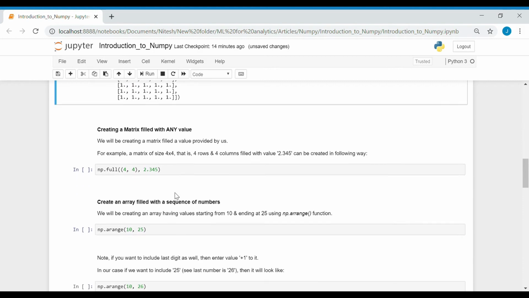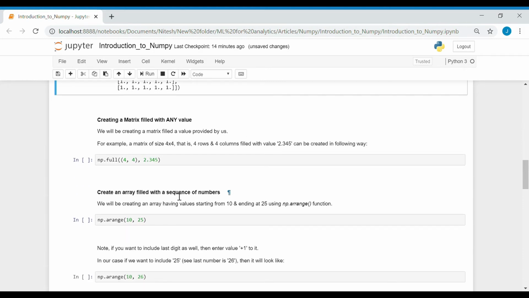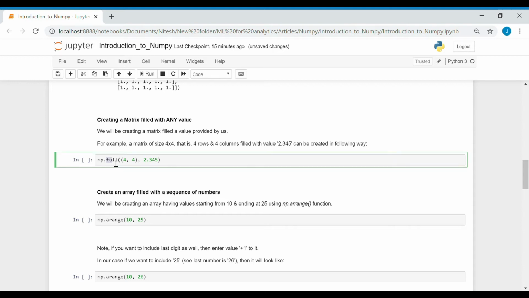Now, this was for ones and zeros. What about other values? That is also very easy to do here. All you have to do is use a function called full. Like filling a glass, you say the glass is full. Similarly, you are creating an array having any value that you want. You are saying full, complete the array, that is, fill the array. So just simply use np.full, then the size of the matrix, or the two-dimensional array, 4 rows, 4 columns, and we are putting the value 2.345 over here, and this gives us the required array.